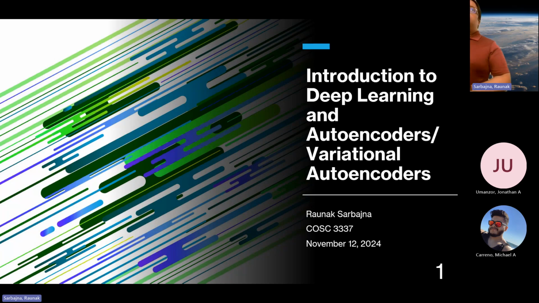And I'll also give you a fairly surface level overview of a particular type of neural network called autoencoders, and a variation on that called variational autoencoders.